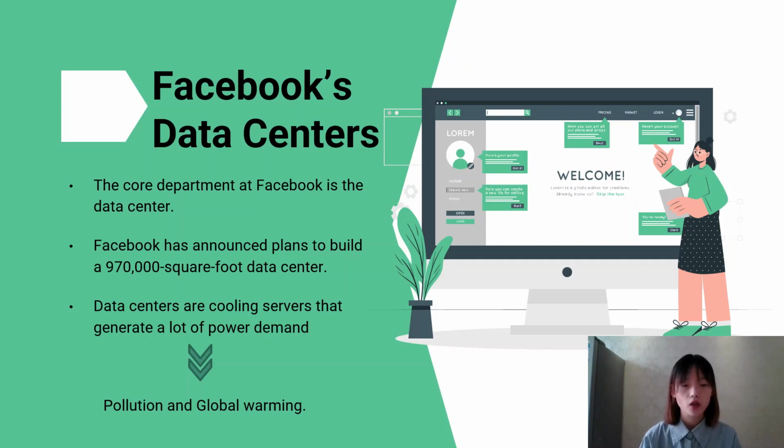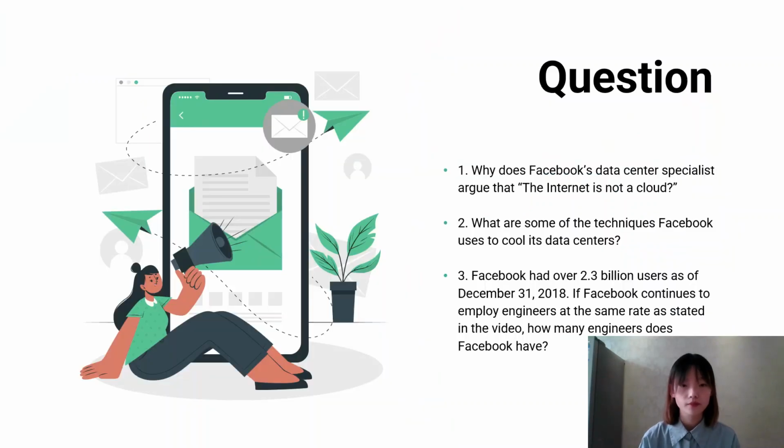The energy cost of a data center has two components: the cost of running the computers and the cost of cooling them. To this end, large data center operators are looking for new ways to cool their servers. But cooling servers generates a lot of power demand, which can lead to pollution and global warming. Facebook has opted to take advantage of environmental factors to reduce the cost of cooling computers and reduce carbon emissions.